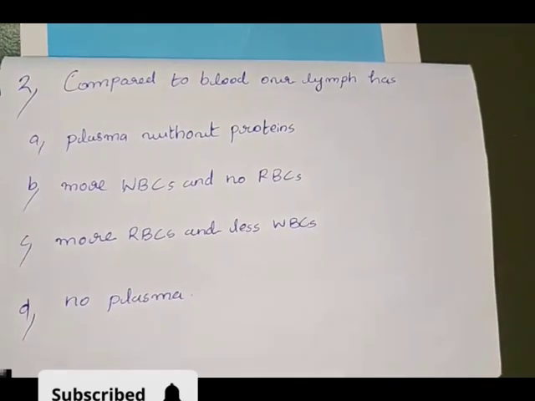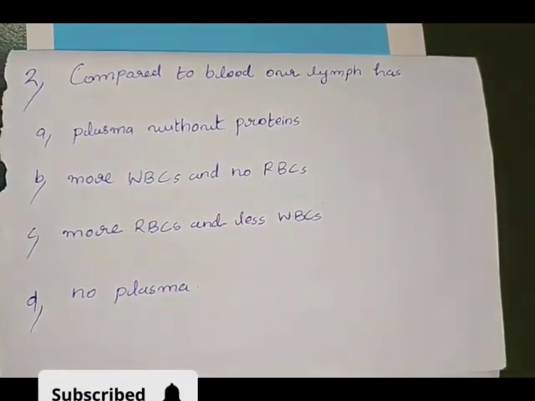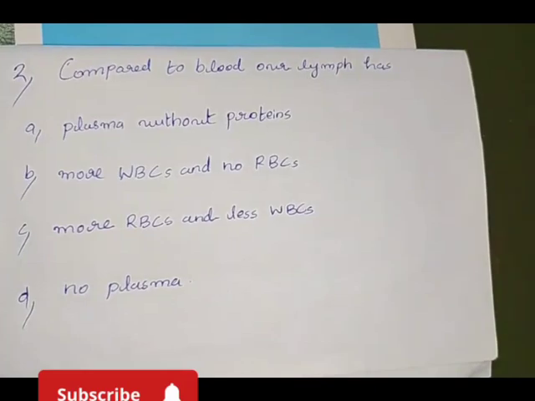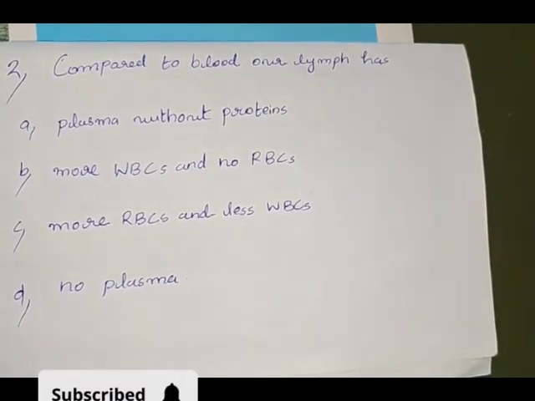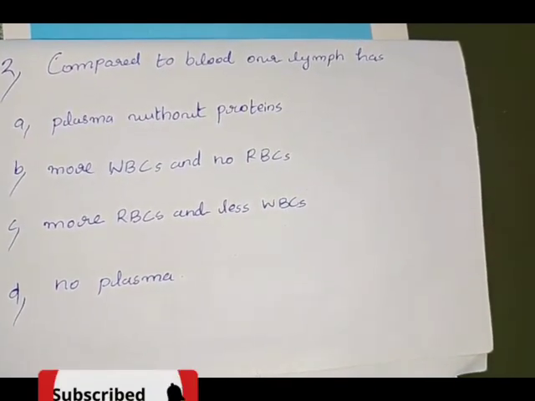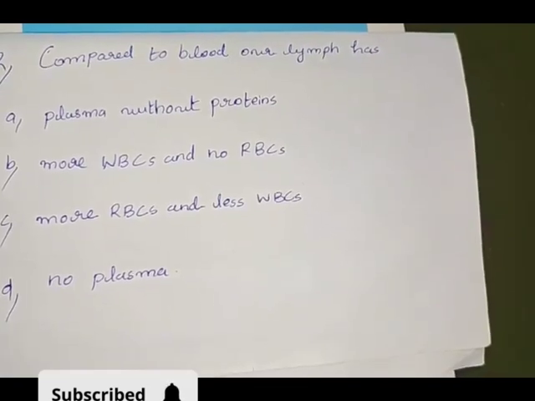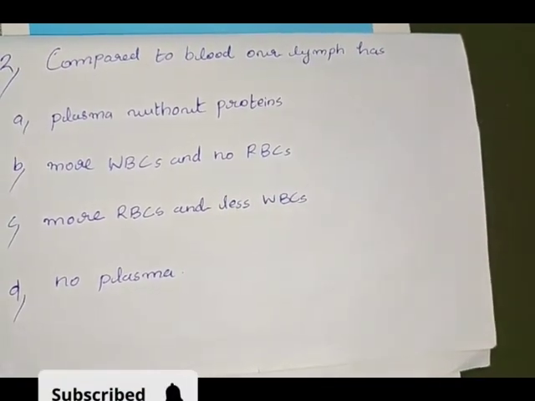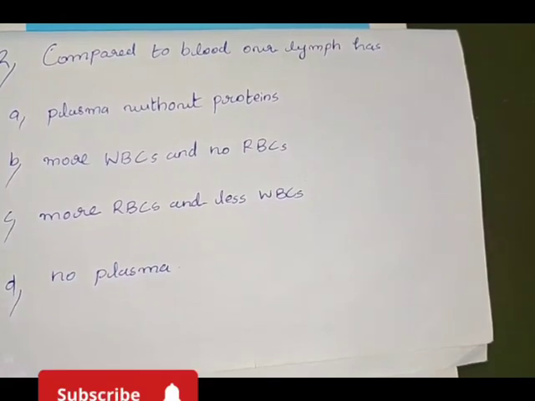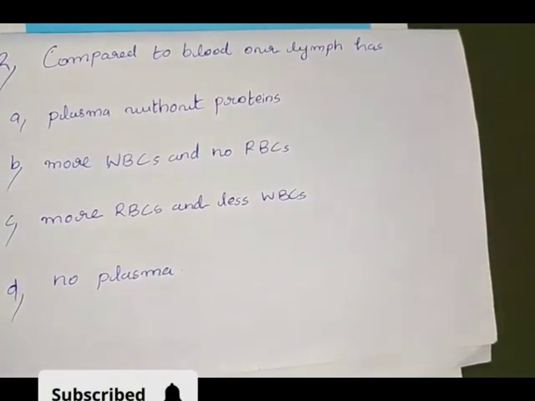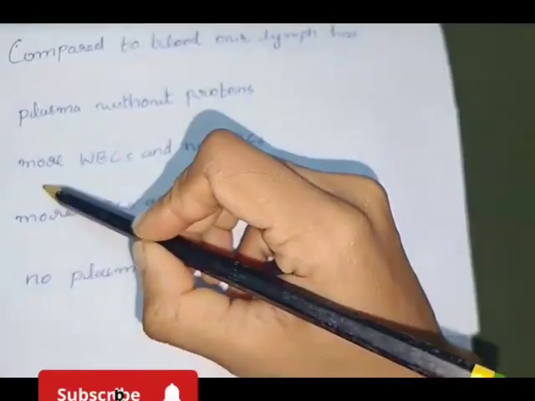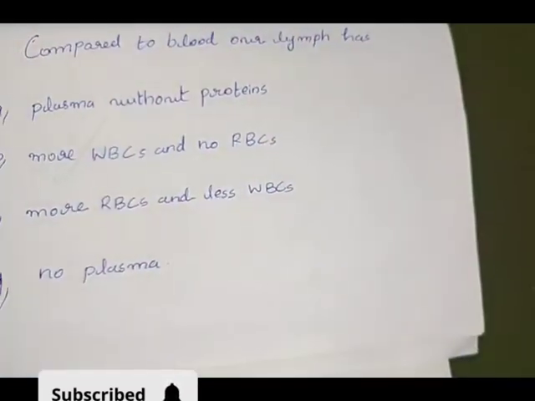2. Compared to blood, our lymph has option A. Plasma without proteins. B. More WBC and no RBC. C. More RBC and less WBC. D. No plasma. Answer option B. More WBC and no RBC.